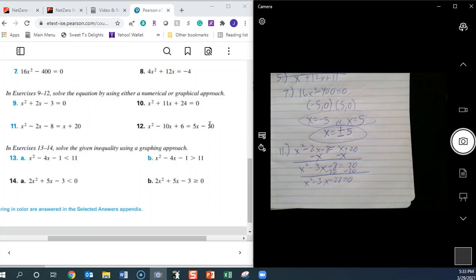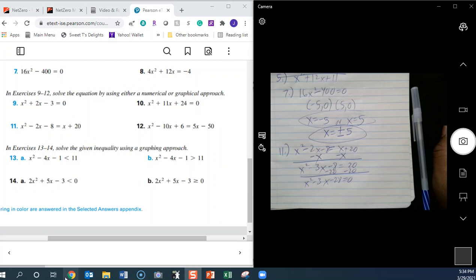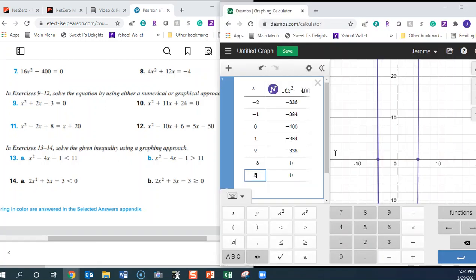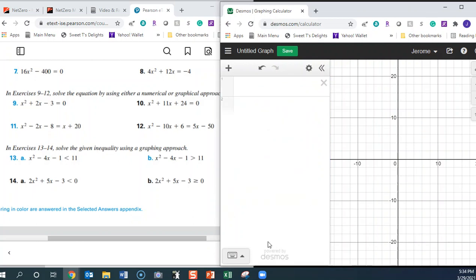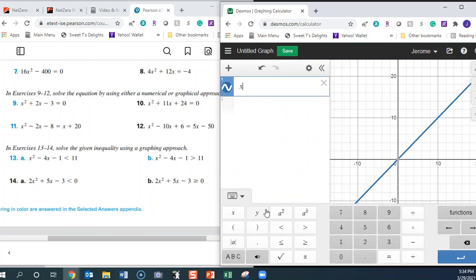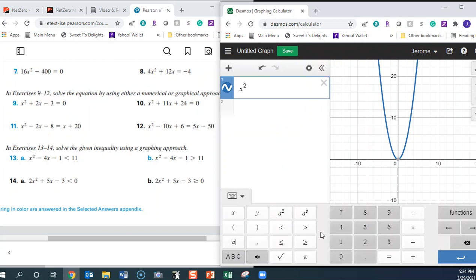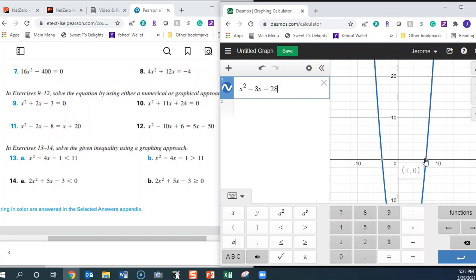Now that we have this done here, we can go right back to our calculator and go through the same exact process. Okay, going down here to get our Desmos calculator, we'll type in our equation, which is x squared minus 3x minus 28. And then we look at our x-intercepts. It's -4, 0, and 7, 0.